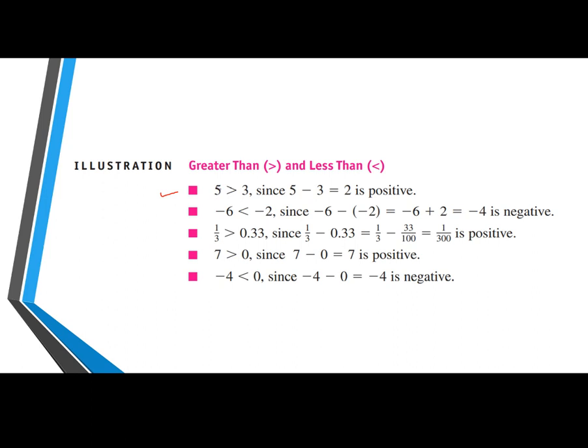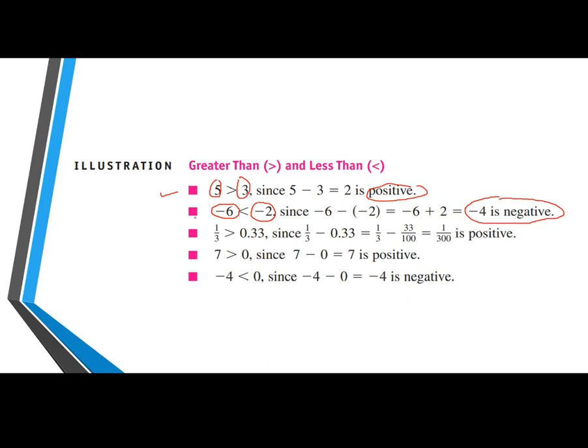This expression is correct because if we subtract the second number from the first number and the answer is positive, then the first number is greater than the second. Unlike in the second expression, negative 6, we subtract negative 2. So negative 6 minus negative 2, the answer is negative 4, negative. Therefore, it is less than. The first number is less than the second number.